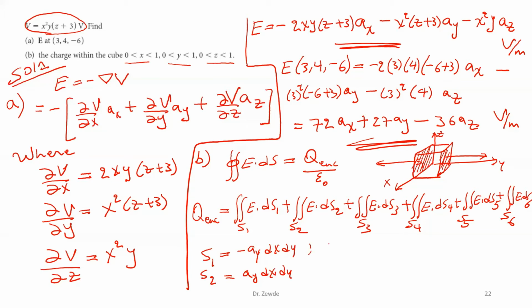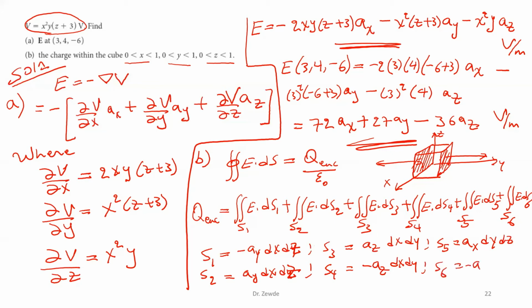Let's say S3 is AZ dx dy. So this is AY dx dz, and this is dx dz. And S4 is the bottom surface, minus AZ dx dy. And S5 is the sides, which is AX dy dz. And S6 is minus AX again dy dz.